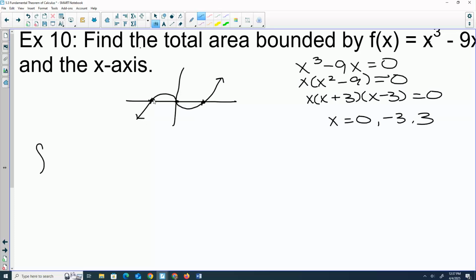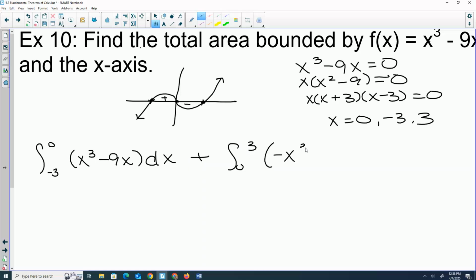If I just integrate from -3 to 3, it's going to say this is positive, this is negative, it's going to subtract them off. But when I say total area, that's meaning the absolute value of that area. Because I want to not subtract off the negative, I want to add it. So from -3 to 0, we already established it was positive, so the absolute value wouldn't change it. From 0 to 3, we would have to do the negative.